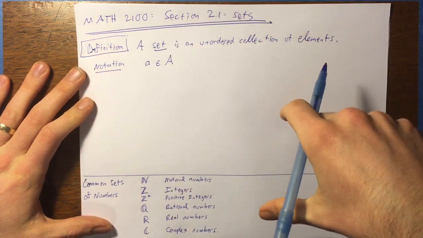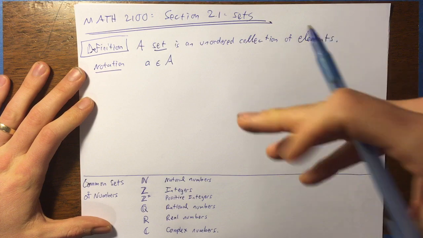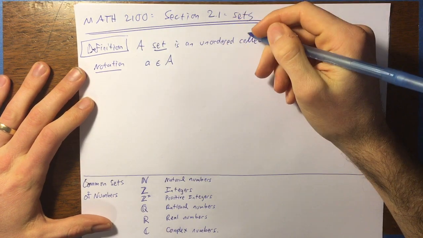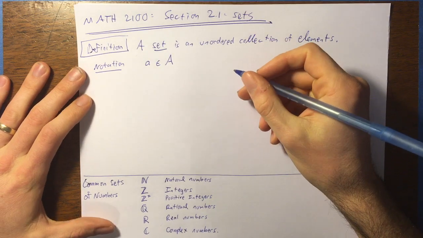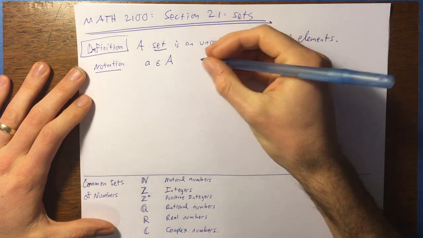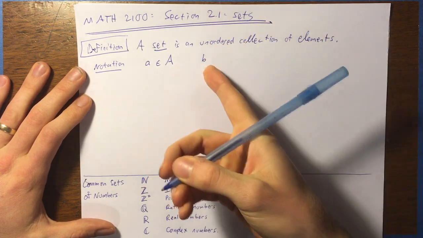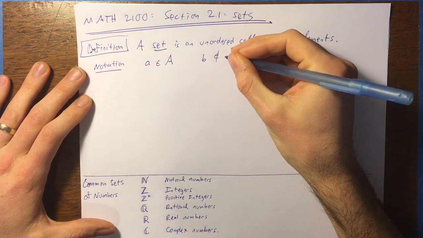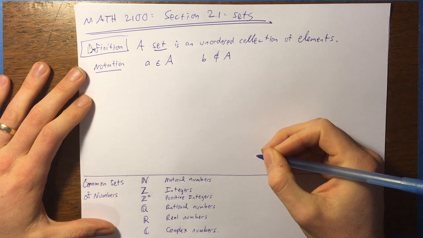For one thing, sets themselves can be elements of other sets. That is allowed. So just be prepared to see that happening occasionally. What if we want to say something is not an element? Well, let's pretend B is not an element of the set A. You can just put a slash through this symbol like that, and that means that it is not an element.